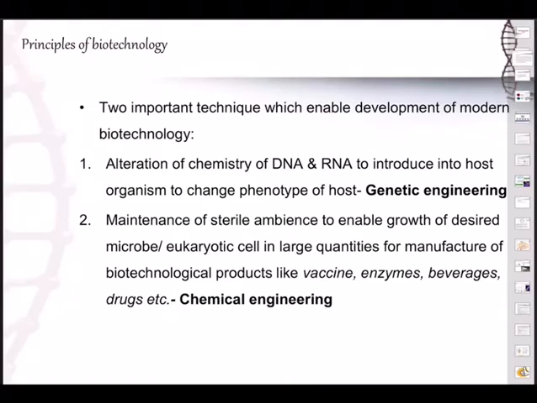And the second one is chemical engineering, that is, maintenance of a sterile ambience, meaning environment, to enable growth of the desired microbe or eukaryotic cell in large quantities for manufacture of biotechnological products like vaccines, enzymes, beverages, drugs, etc. Already we are waiting for the COVID-19 vaccine.